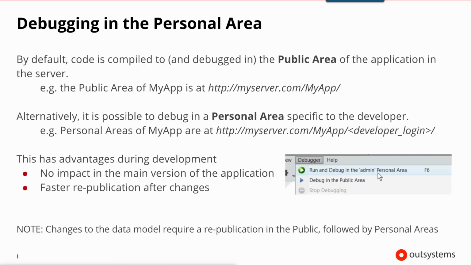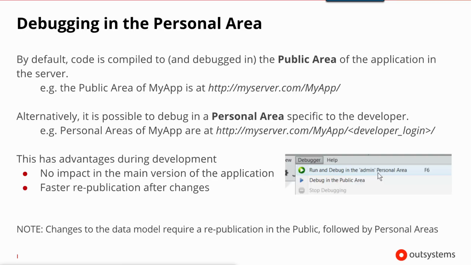There's actually another nuance to debugging an OutSystems application. By default, you debug the application in what's called the public area of the application. And this is where the official location of the application is in the server. So for example, if you have an application called My App, you normally go to your server/myapp. This is the public area of your module, and this is the default place whereby you debug.